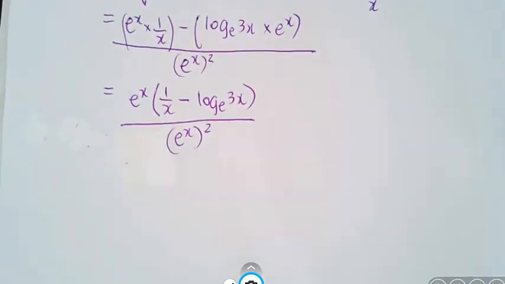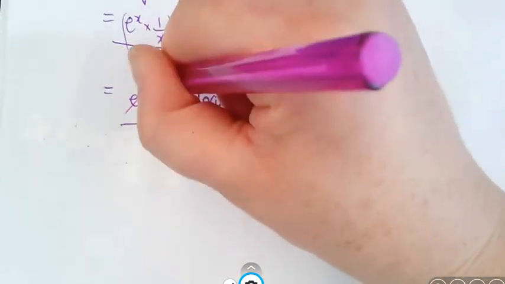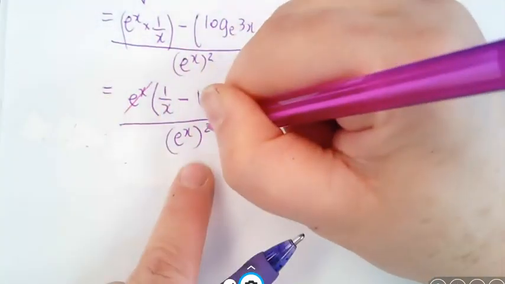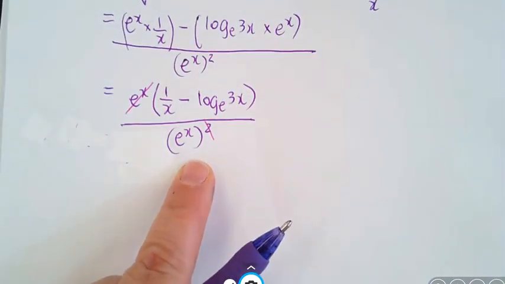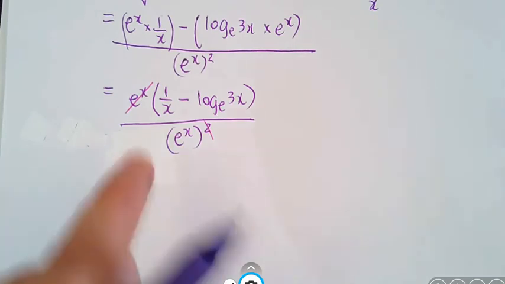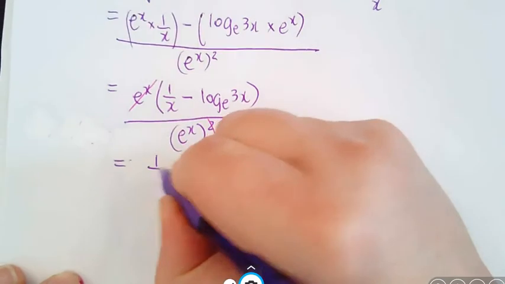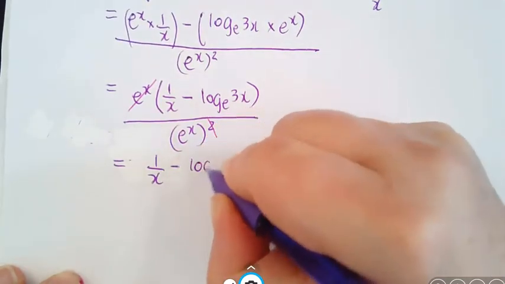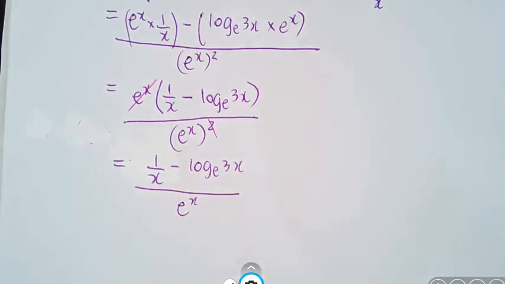Now I can cancel the e to the x from the numerator and the denominator. Can you see why? Because it's e to the x times the bracket over this. So I'll cross out one of those with one of these by just crossing off the 2. Are we okay? So instead of e to the x times e to the x on the denominator, I get rid of one of them by crossing out the 2. And I'm left with 1 on x minus log to the base e of 3x over e to the x.